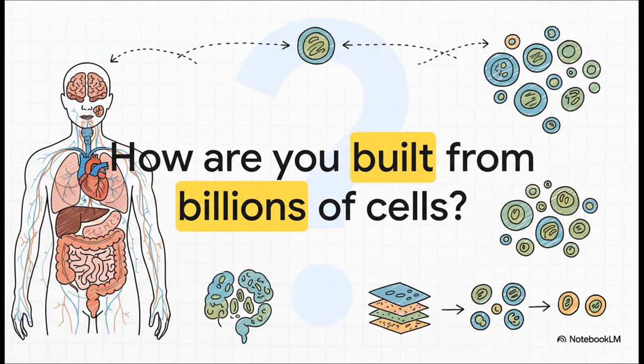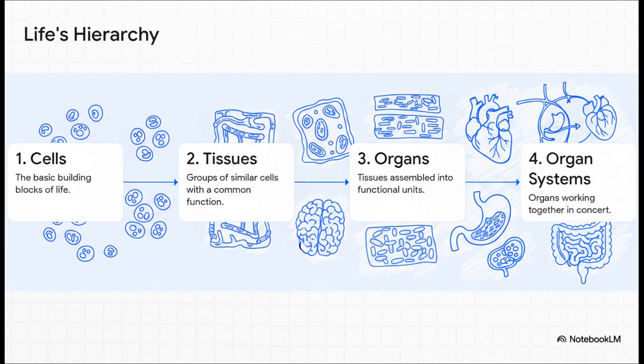So let's just start with a huge question. Think about it. You are made of trillions of individual cells. How in the world do they all know what to do? How do they organize themselves into a person who can think and move and breathe? It seems kind of impossible, right? But it turns out nature has a really elegant plan. And the answer lies in this surprisingly simple hierarchy.